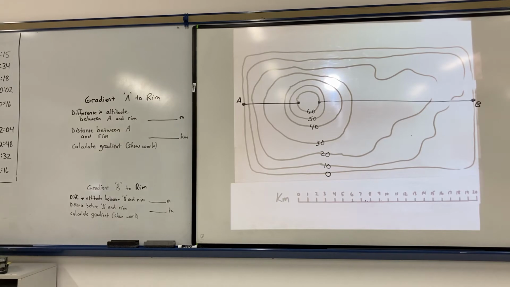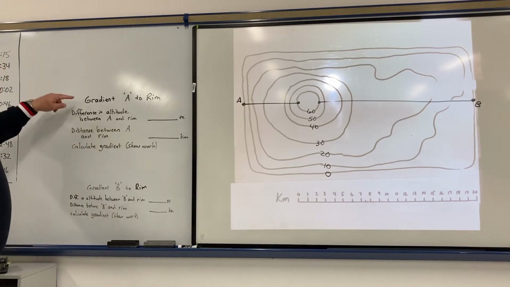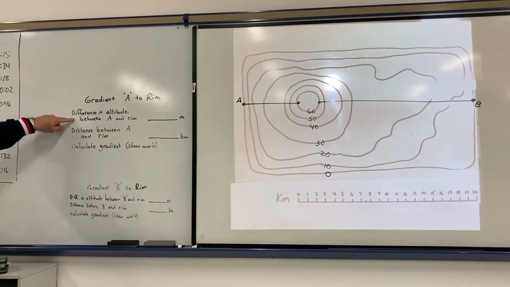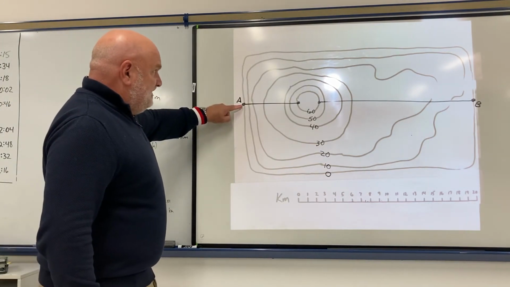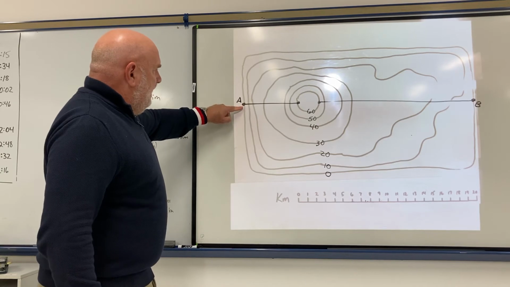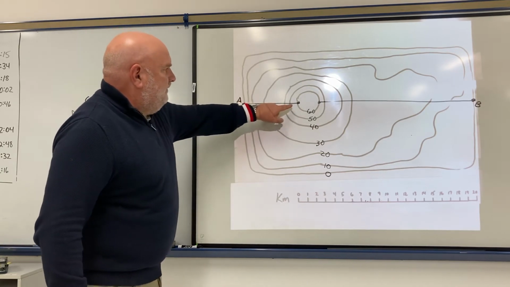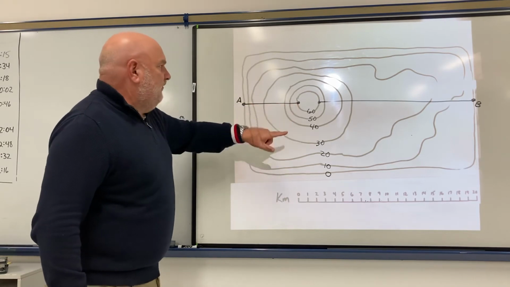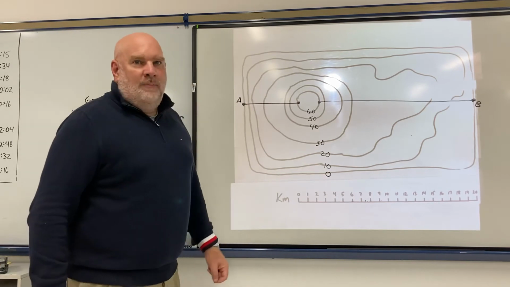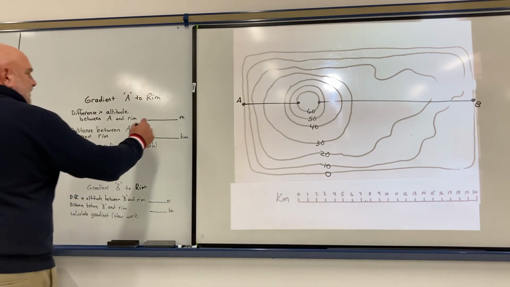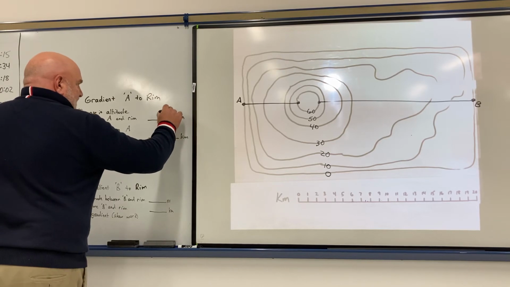All right. So now, I want to calculate the gradient from A to the rim. So first off, what I need to know is what the difference in altitude is from A to the rim. All right, so A is on the 0 line, and I'm going 10, 20, 30, 40, 50, 60. The top contour line right there is 60. So if I'm going from A to there, my change in altitude or my change in elevation is going to be 60 meters.